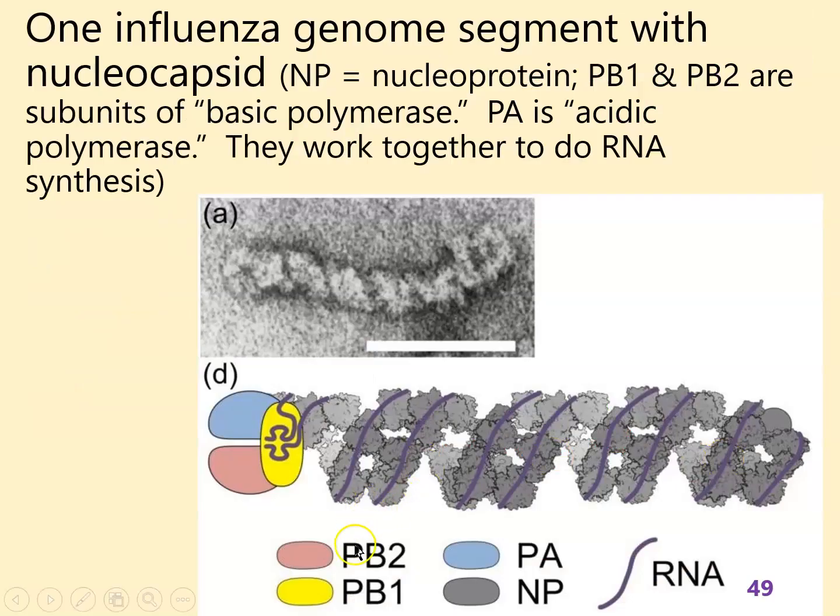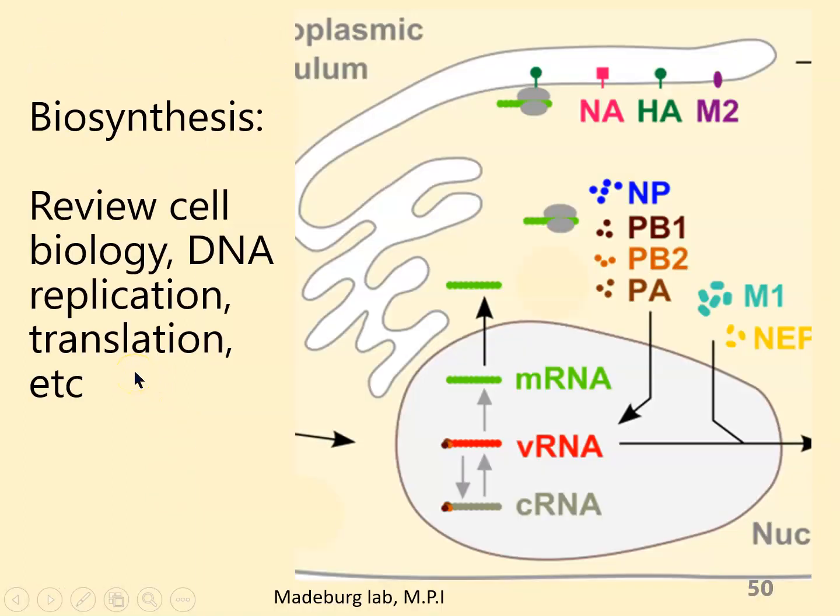So that's PB1, PB2, and PA. Those are polymerase basic number 2, polymerase basic number 1, polymerase acidic. I don't know the details there, but the 3 of them work together to do all of the nucleic acid synthesis that it does. Biosynthesis is where we expect this to be kind of gnarly because it's a negative sense single-stranded virus.